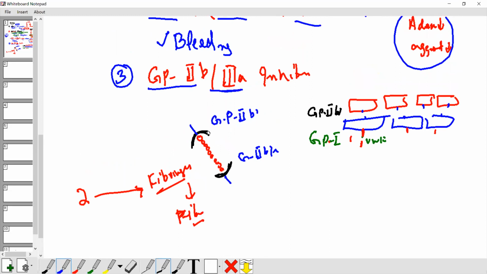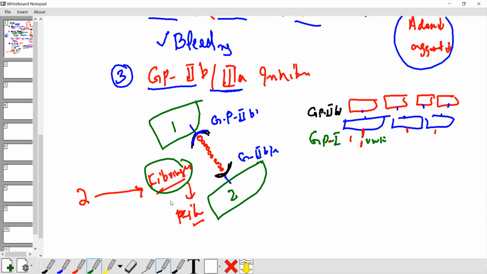This glycoprotein 2b3a is the attachment site. This is one platelet, this is another platelet. You can see how these platelets are connected. On their surface they show glycoprotein 2b3a. Both platelets are connected with the help of fibrinogen. Understand? The first glycoprotein helps attachment with the endothelial cell.